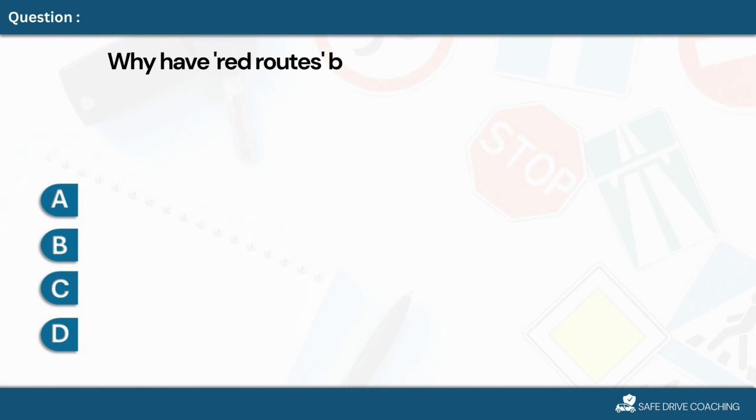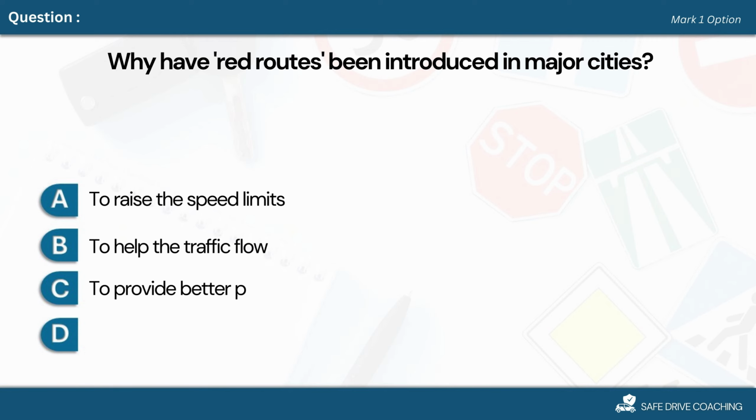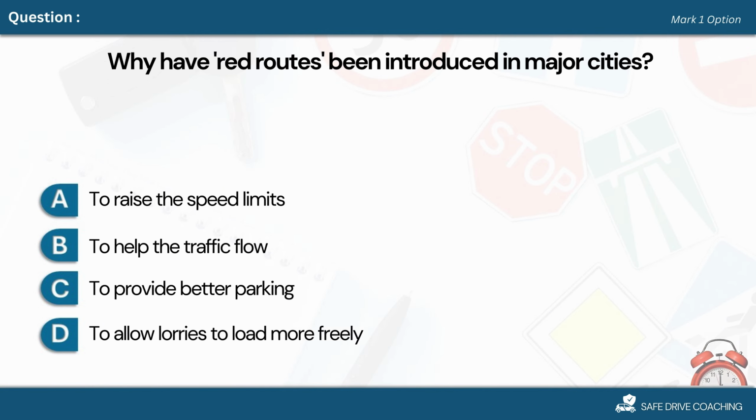Why have routes been introduced in major cities? A. To raise the speed limits. B. To help the traffic flow. C. To provide better parking. D. To allow lorries to load more freely. The correct answer is B. To help the traffic flow.